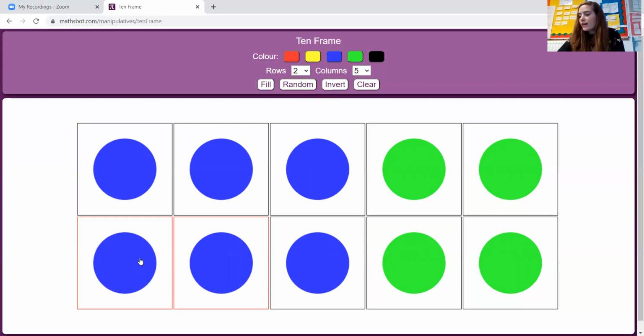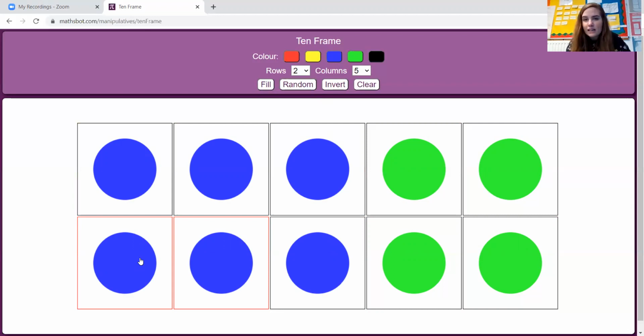Before you go though, let's have a quick practice at counting in groups of 10. And I'm going to hold up the Numicon. 10, 20, 30, 40, 50, 60, 70, 80, 90, 100. Let's count backwards. 100, 90, 80, 70, 60, 50, 40, 30, 20, and 10.